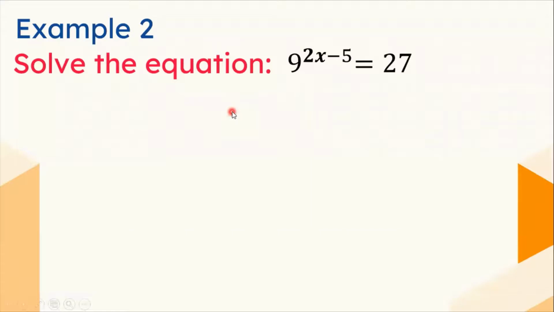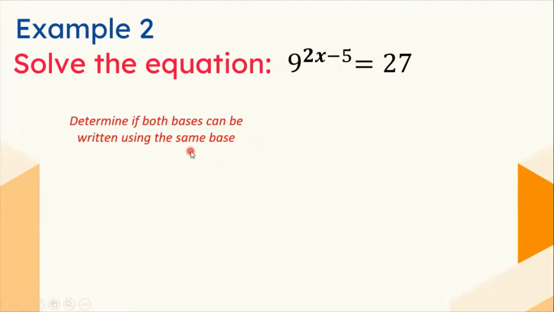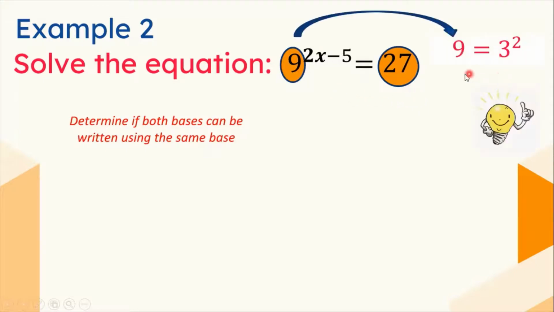Let's try our second example, which is to solve the equation 9 raised to the power of 2x minus 5 is equal to 27. So the first thing we need to do is to determine if both bases can be written using the same base. In this case, 9 and 27 can be written using the base 3, since 9 is just equal to 3 squared, and 27 is 3 cubed.